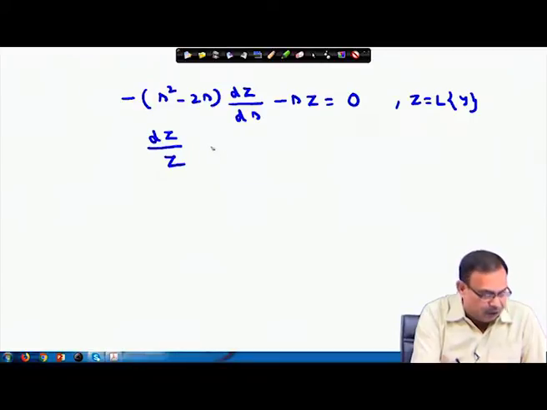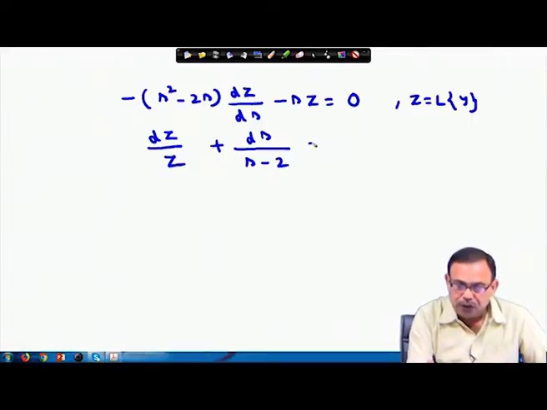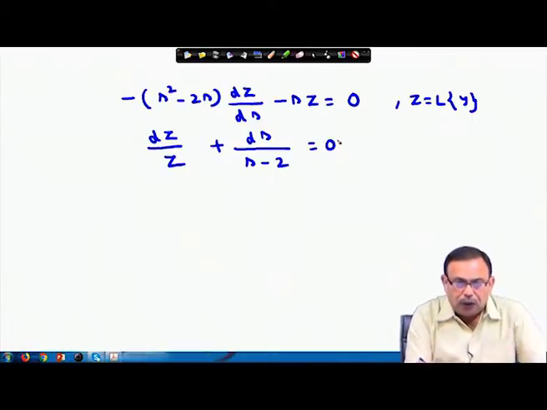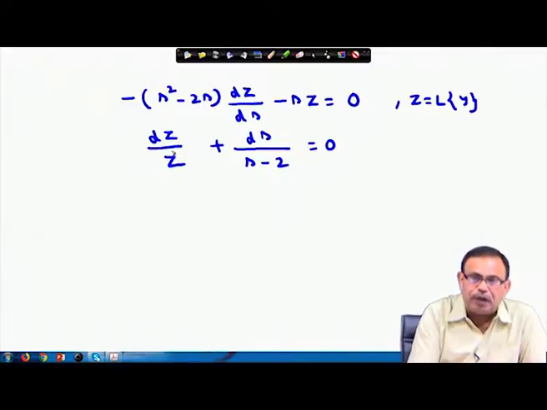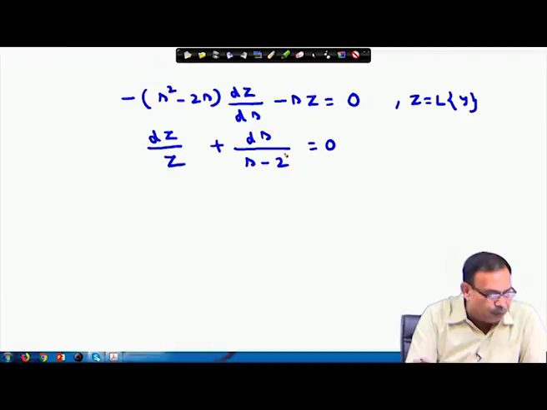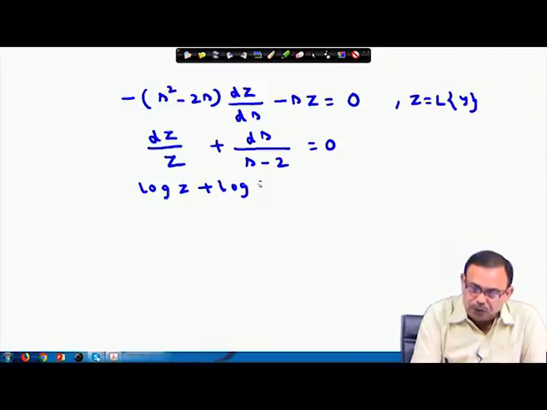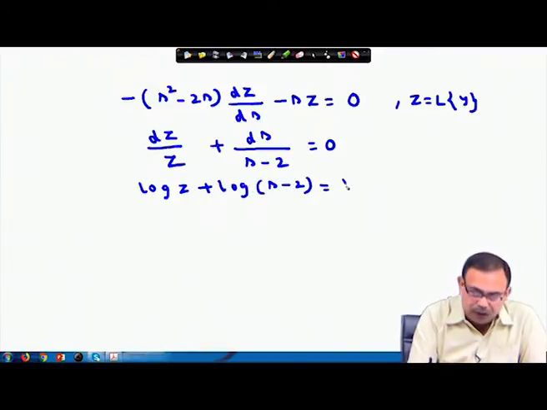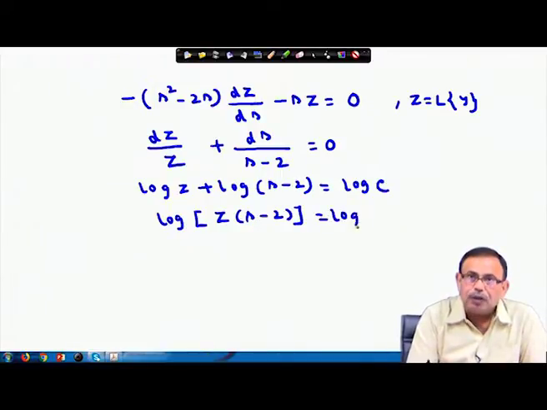So, dz by z plus ds by s minus 2, this is equals 0. Now I have separated the variables. So, integrating both sides I will obtain log z plus log of s minus 2, this is equals some arbitrary constant, say log c. So, that you will obtain log of z into s minus 2, this is equals log of c.